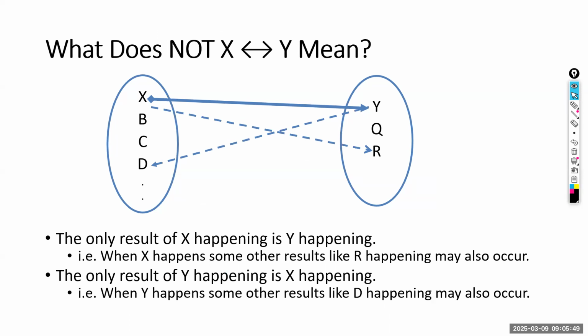Right. So what does it mean? The only result of x is y. No, there's no such thing.